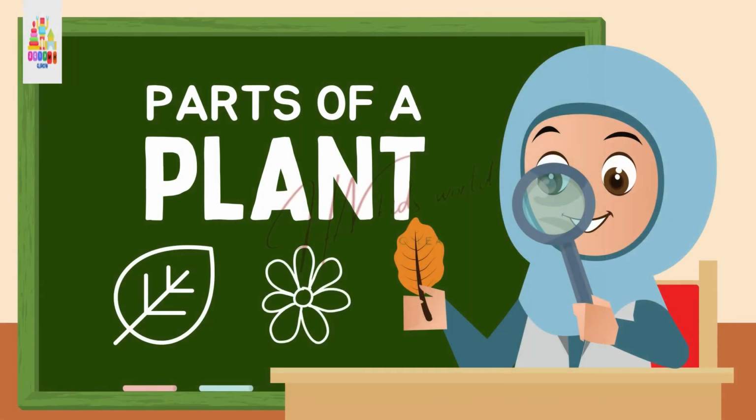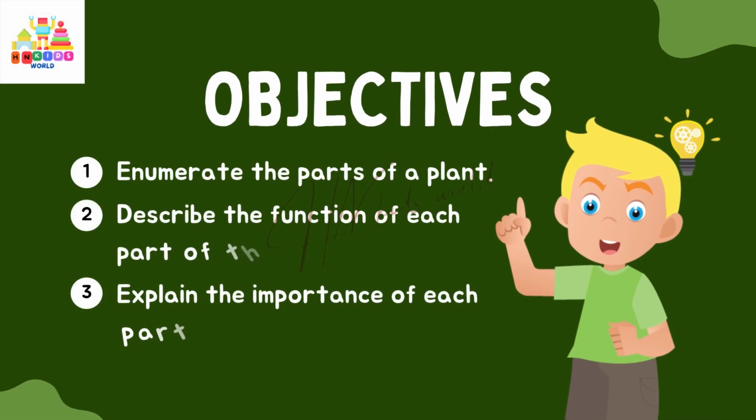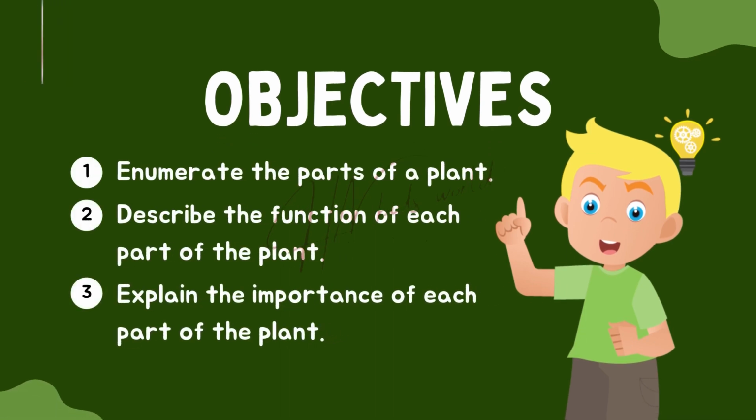Today we are discussing parts of a plant. Objectives: enumerate the parts of a plant, describe the function of each part of the plant, explain the importance of each part of the plant.